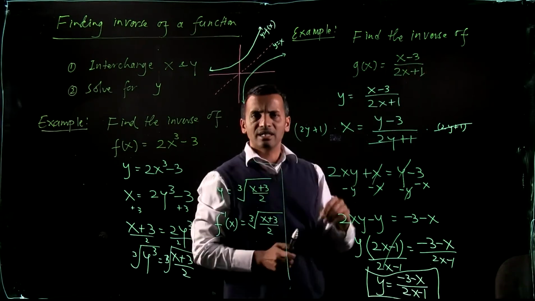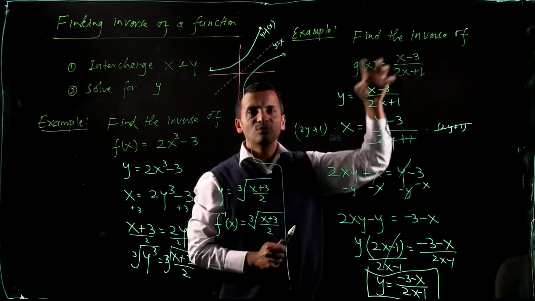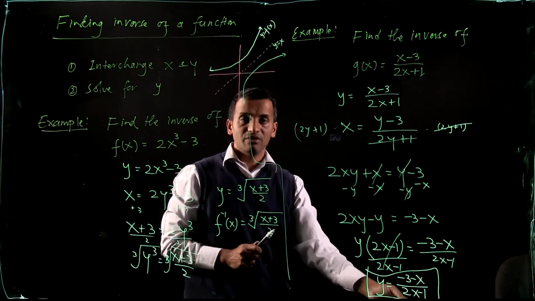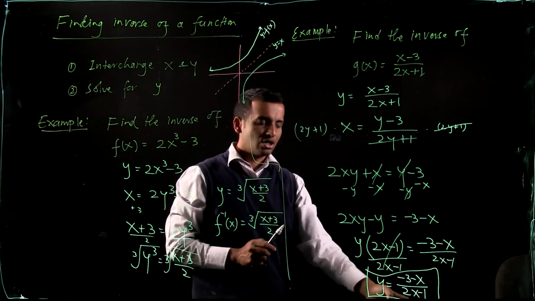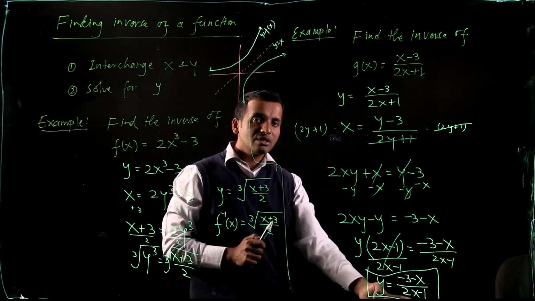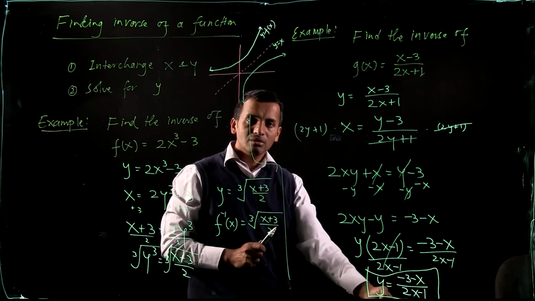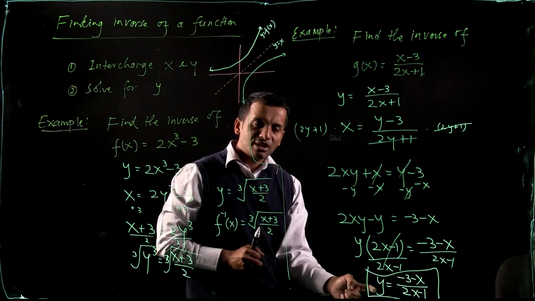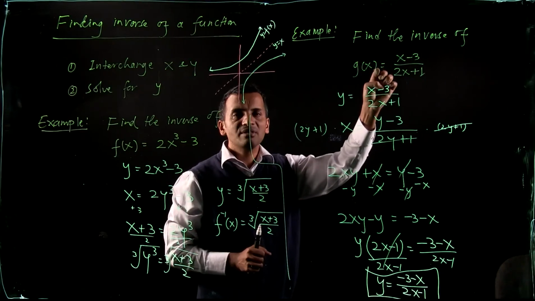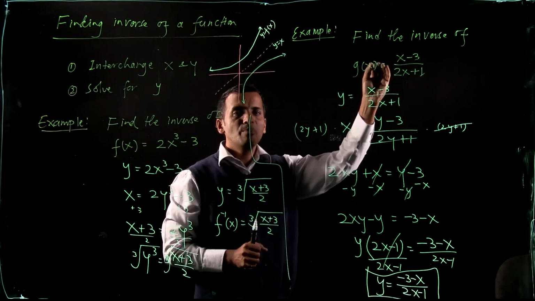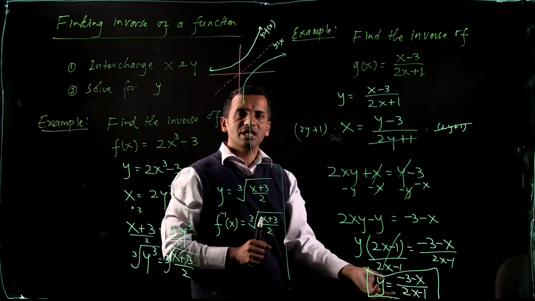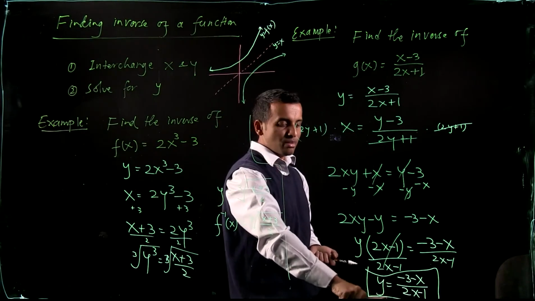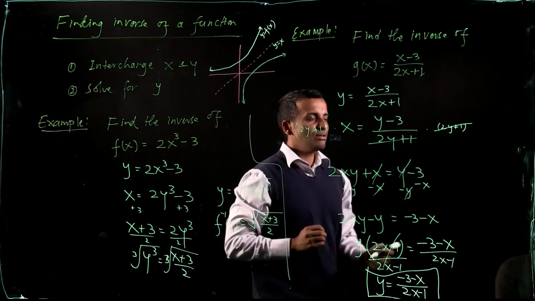How about the range of g(x)? To find the range of g(x), you find the domain of the inverse function. Okay, what is the domain of this function? All real numbers except x equals 1/2, right? So the domain of the inverse is the same as the range of the function, and also the domain of the function is the same as the range of the inverse, right? So the domain of this is the same as the range of that, and the domain of this is the same as the range of that. So how do you write that?